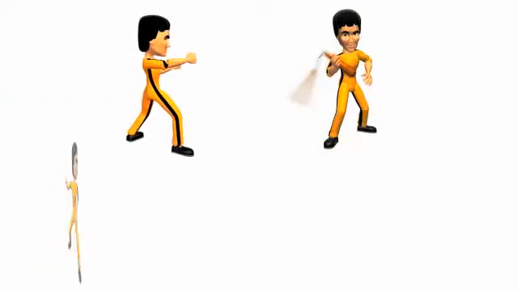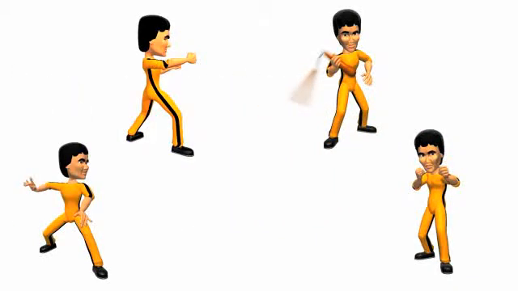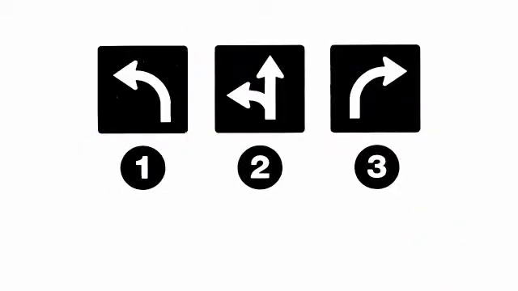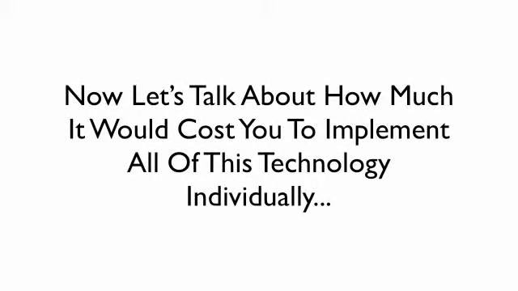Basically, multiple hits are always coming from different places and each has a unique delivery. So your visitor never feels like you're just trying the same thing over and over again until they give in. They feel like you are presenting them with options, giving them the power to choose, not whether they will subscribe, but how. Now let's talk about how much it would cost you to implement all of this technology individually.